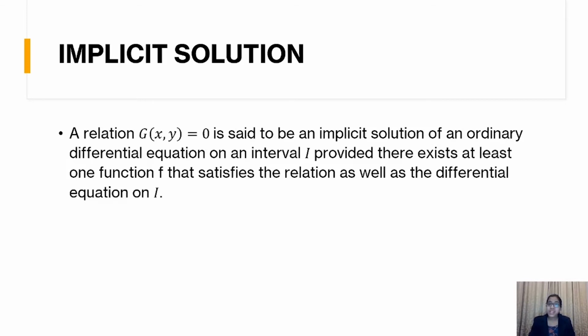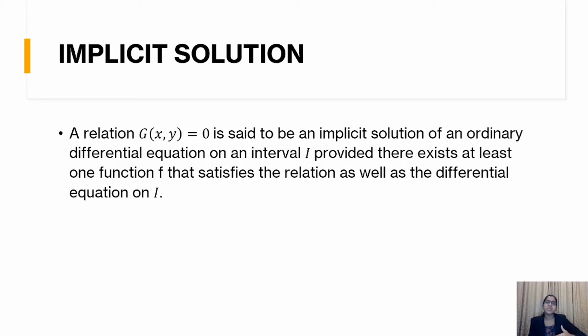Now we have another type of solution which is called an implicit solution. So what is an implicit solution? A relation g of x comma y equal to 0 is said to be an implicit solution of an ordinary differential equation on an interval I, provided there exists at least one function f that satisfies the relation as well as the differential equation on I. So just now we discussed explicit solution, that is y is equal to phi of x.